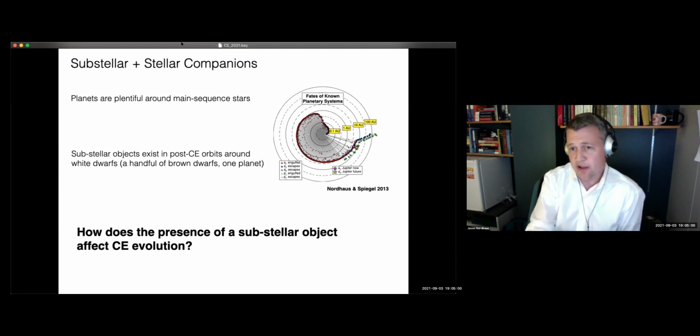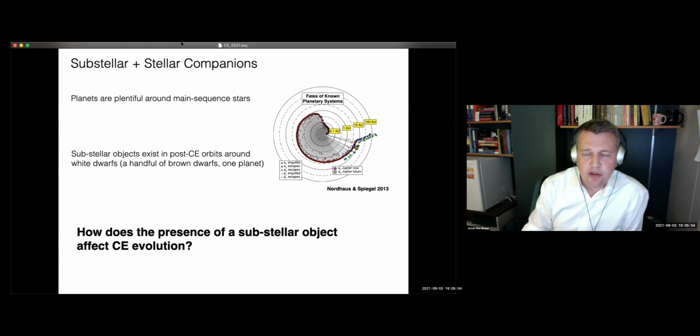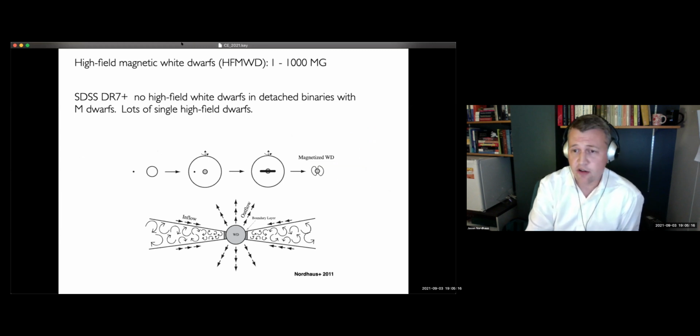I mean, it may be something like, okay, the isotopic abundances change, but in others, it may be something a bit more drastic. And I did want to highlight some work my group has done in the last few years on an outcome here where we think it very much does change the outcome of the system. And that's in terms of the magnetization of the white dwarf itself.